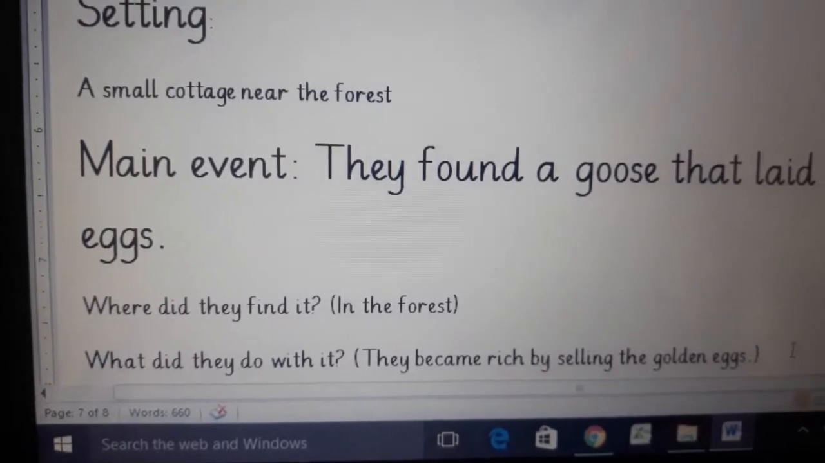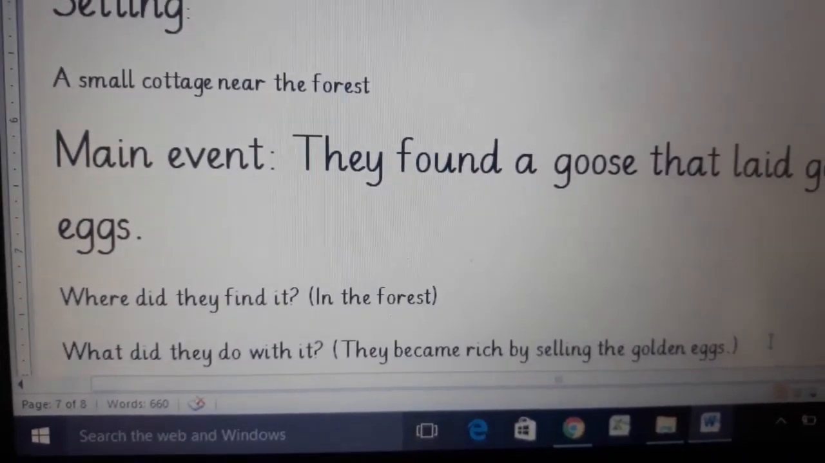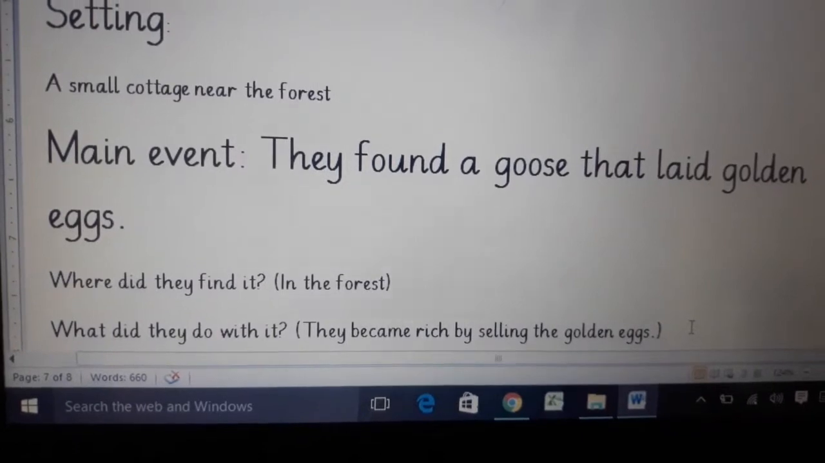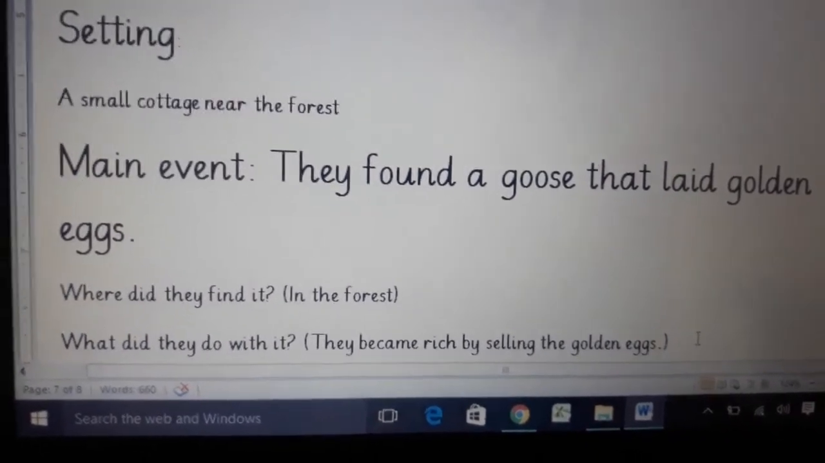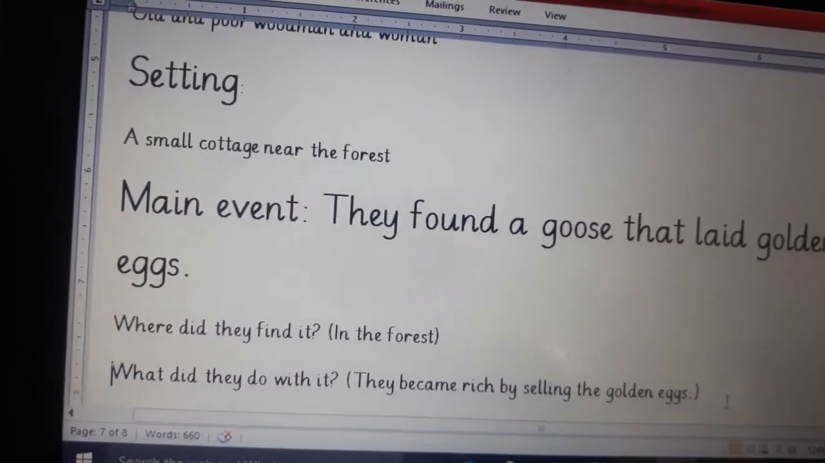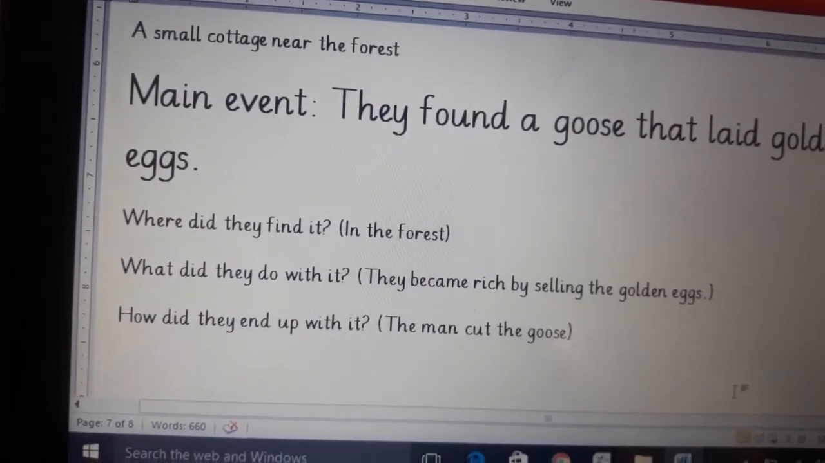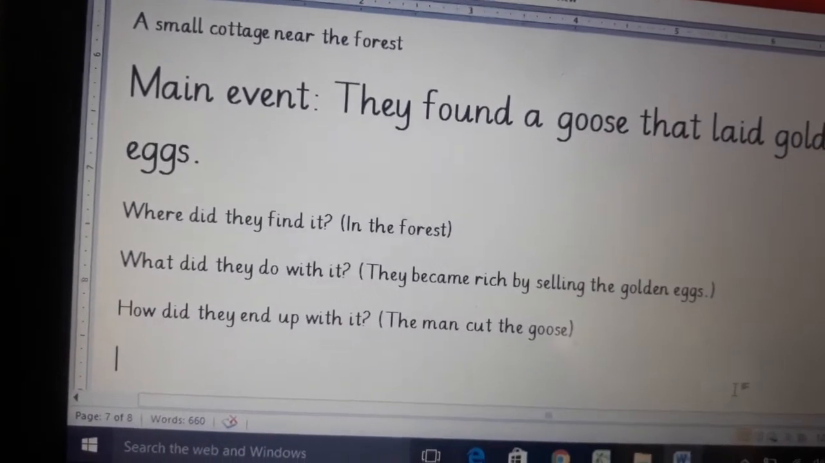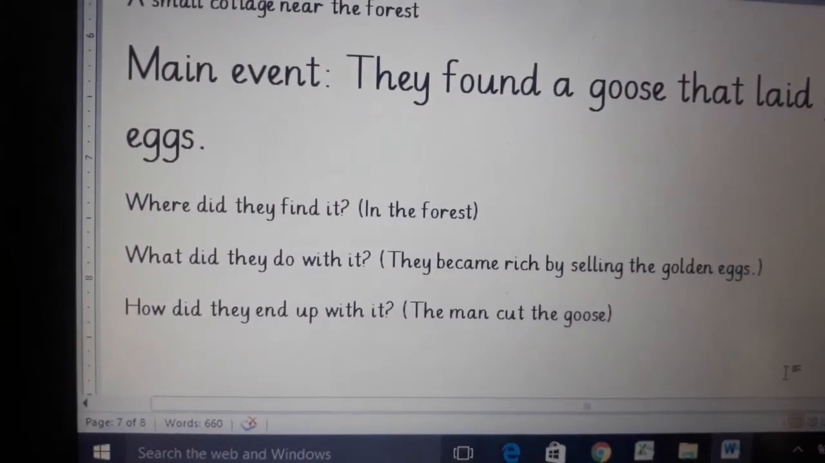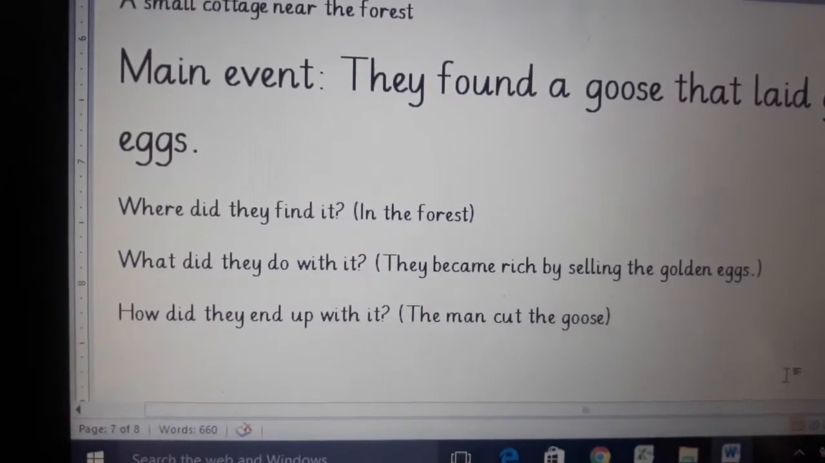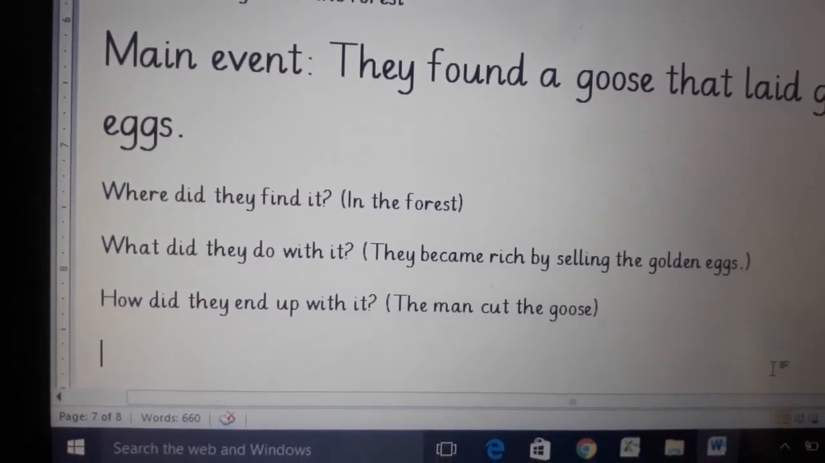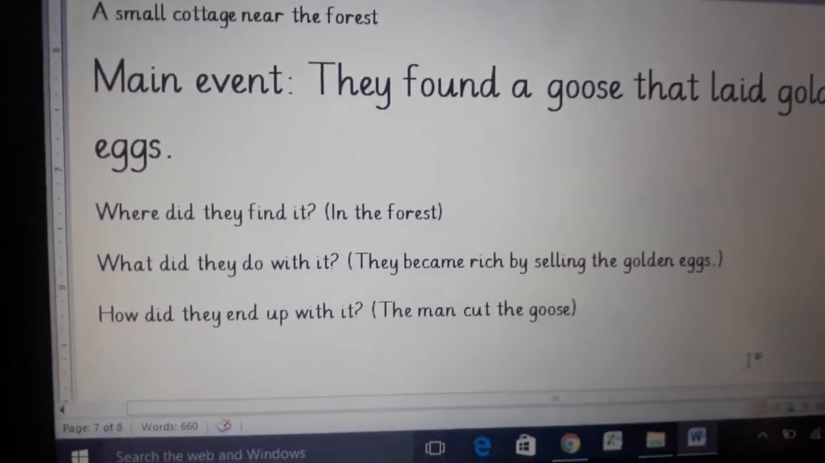What is the main point in the story that you have to write? Yes, the special thing, the lucky charm, the main event. That is, they found a goose that laid golden eggs. In this event, you have to cover three questions. Where did they find it? What did they do with it? And the third one is, how did they end up with it? So, where do you think the woodcutter would have found the goose? Yes, if he is a woodcutter, he works in a forest, he may find it in the forest. So, the woodcutter found the golden goose in a forest.